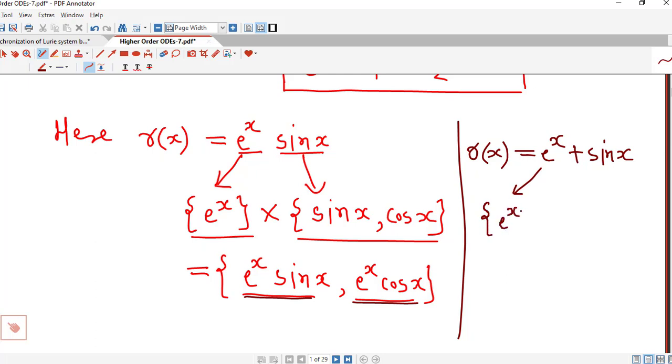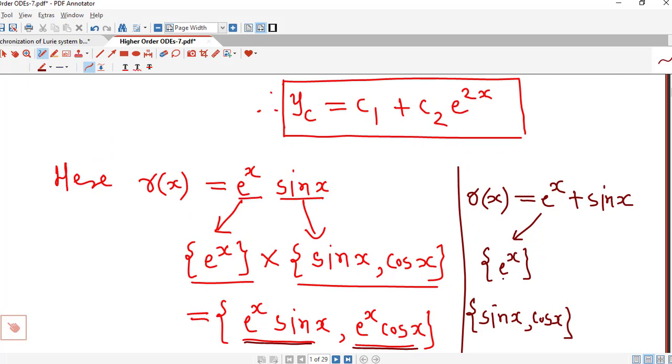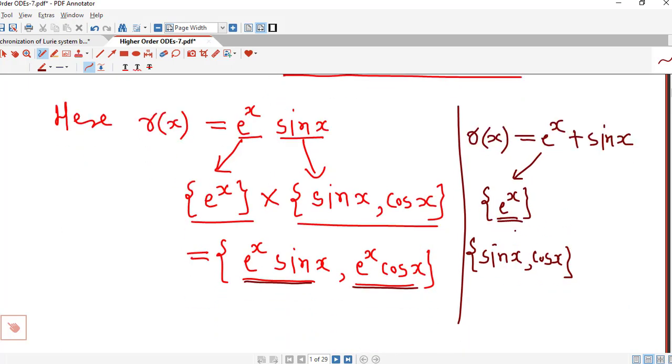Then we write down the corresponding family of derivatives and we check for individual family that any member is present in the complementary function or not, and then we consider their union. So here we consider union of these two families, and we have three members: e raised to x, sin x and cos x. So this is the difference if we have two functions in the addition and product.